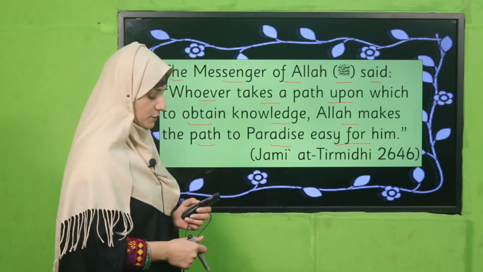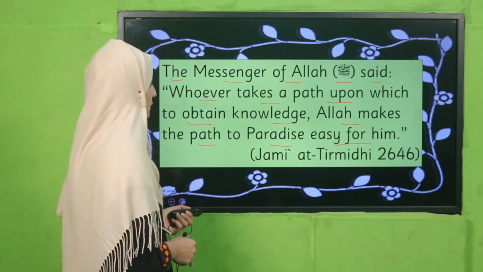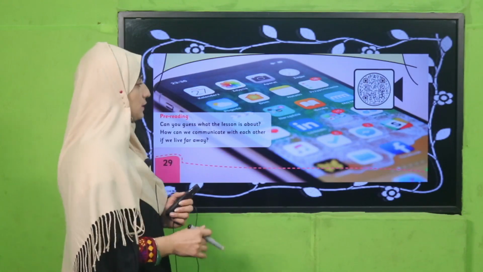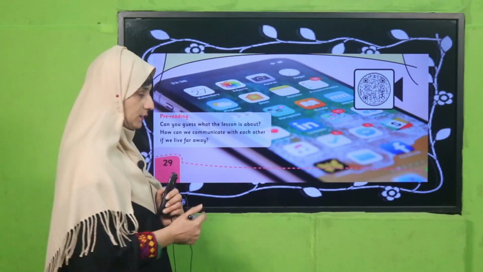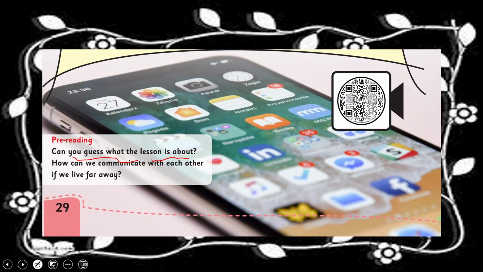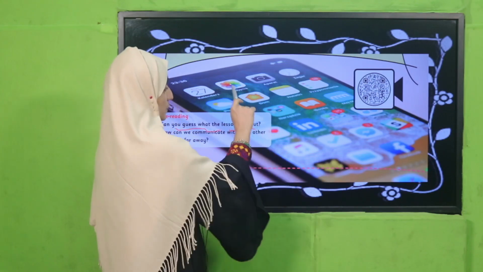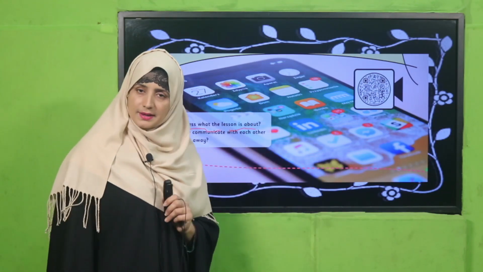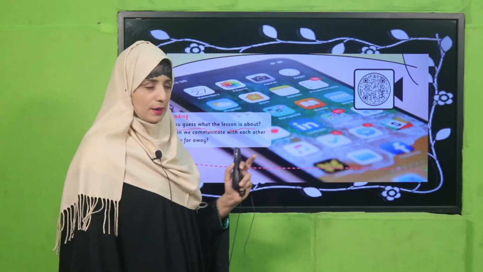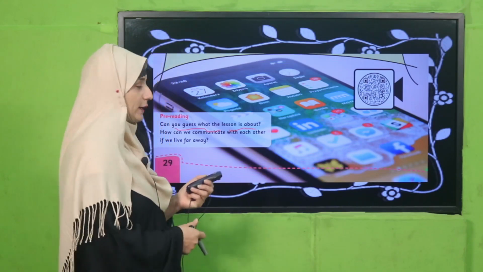My dear students, have you got that? So let's move on. There is a pre-reading question. Can you guess what the lesson is about? By looking at the picture, see what is being shown, my dear students. What is this? Yes, good job. The lesson is about mobile phones. This is a mobile phone.